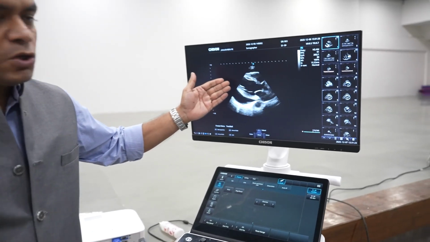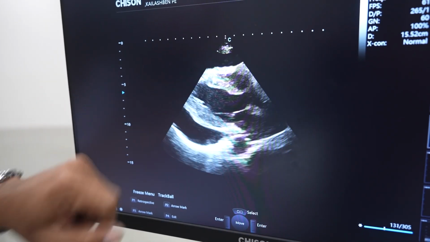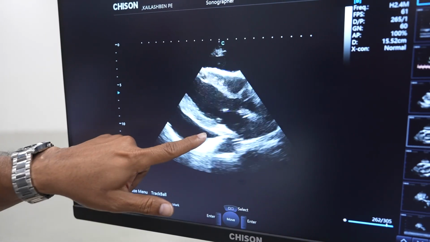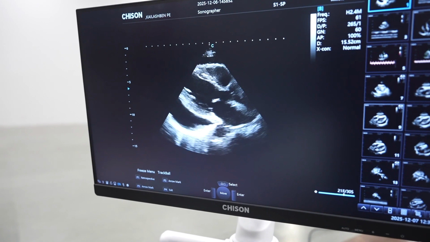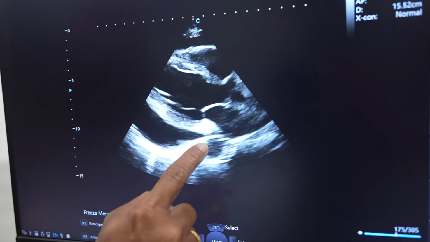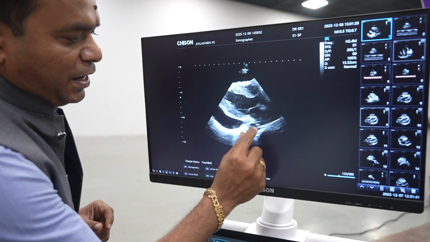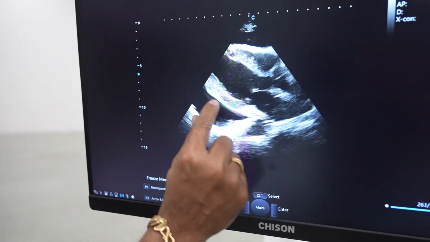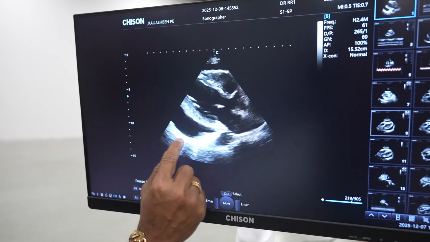This is an image of a patient having pericardial effusion. You can clearly see this is the left ventricle, this is the right ventricle. This echo-free space, which is plenty, is the pericardial fluid. On echo, how do we say it is pericardial effusion? This round structure is the descending thoracic aorta. Any fluid which is anterior to this, means in front of this, is pericardial effusion. Any fluid which is posterior to the aorta is pleural effusion.